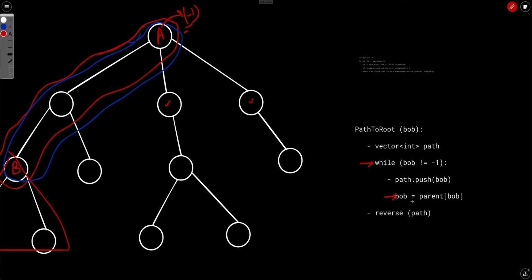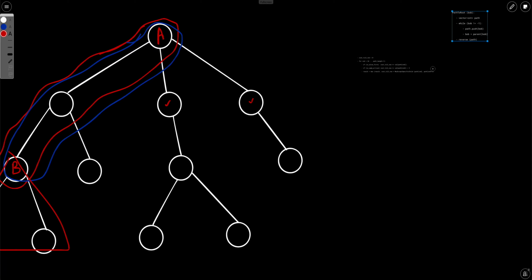Like you will just do bob equals parent of bob. So initially you will push this node, then you will push this node, then you will push this node, and finally you will be at -1. So you will break out of the loop. By doing this, you are getting the path in the reverse order. Like first this, then this, right? But if you remember, we have to find the common prefixes. So common prefixes will be this or this or this, right? So you have to reverse the path first. So that's where you will reverse the path and then return. So this is the way you find out the path from Bob or any particular node to the root.